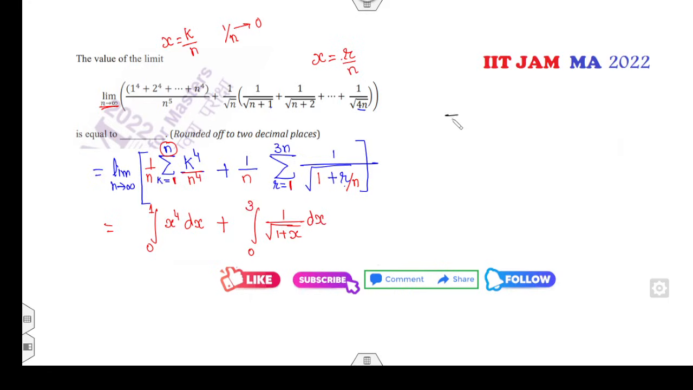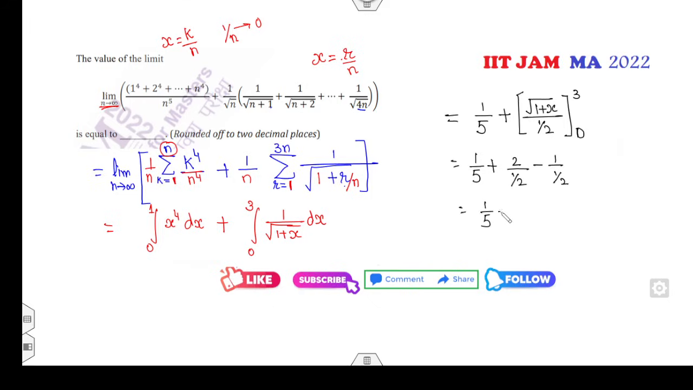Now can you find the integration? The first one is x⁵ over 5. The integration of the second part is (1 plus x) to the power half, from 0 to 3. So that will be 1 over 5 plus, at 3, 1 plus 3 is 4, and 4 to the half is 2. When you take 0, it's 1. So that will be 1 over 5 plus 4 minus 2. So 2.2 is the right answer of the problem.